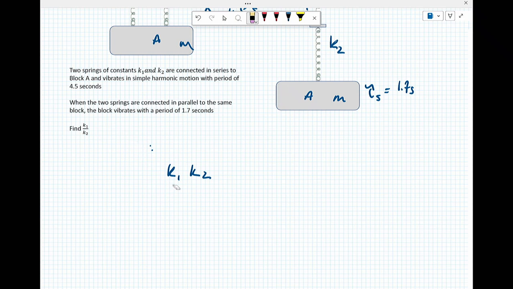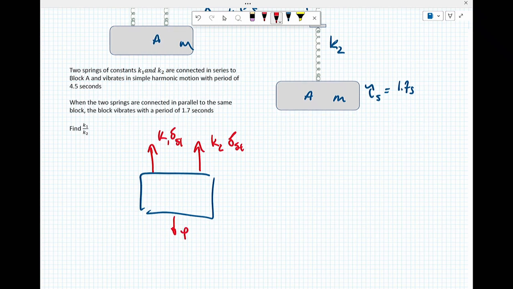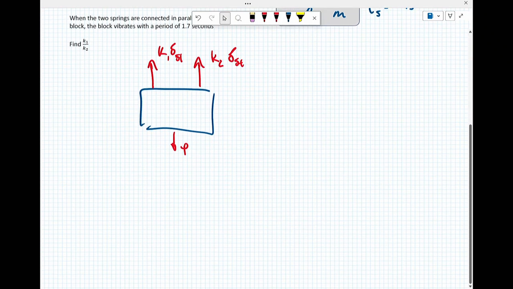Actually, I'm not going to do that right away. So let's start with this. And I have, in this case, K2 delta static, K1 delta static, and I have a pulling force. And if I look at that, that pulling force is going to be the same. It'll be K1 delta static plus K2 delta static.